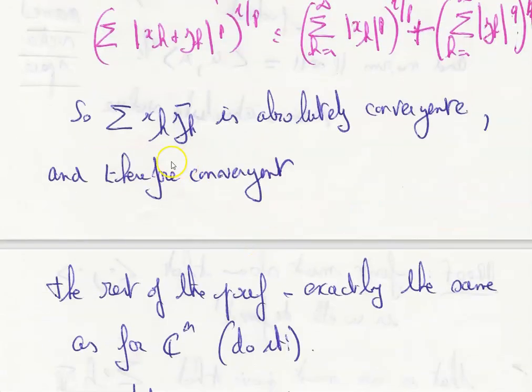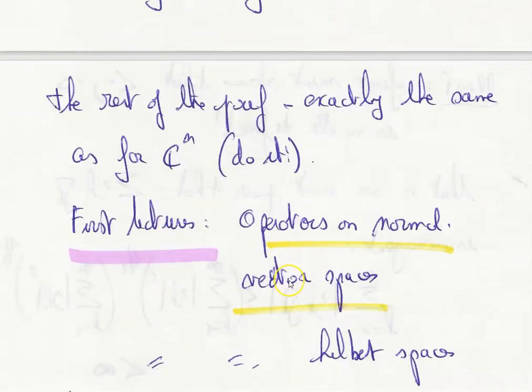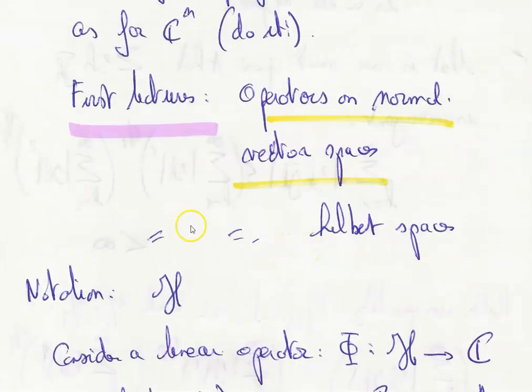Okay, so the sum of xk yk complex conjugate is absolutely convergent and therefore is convergent. Okay, the rest of the proof is exactly the same as for Cn, so you can do it.